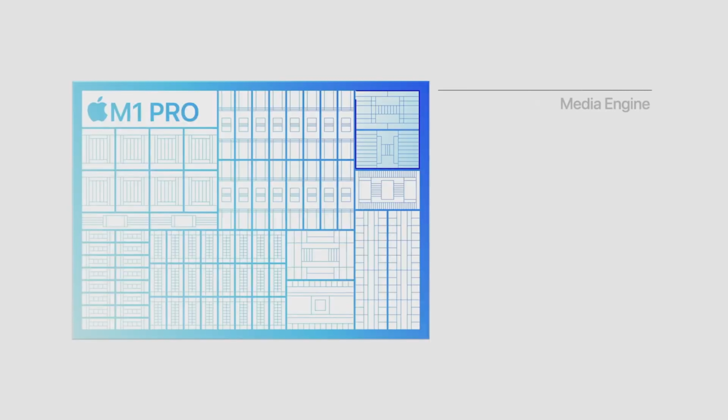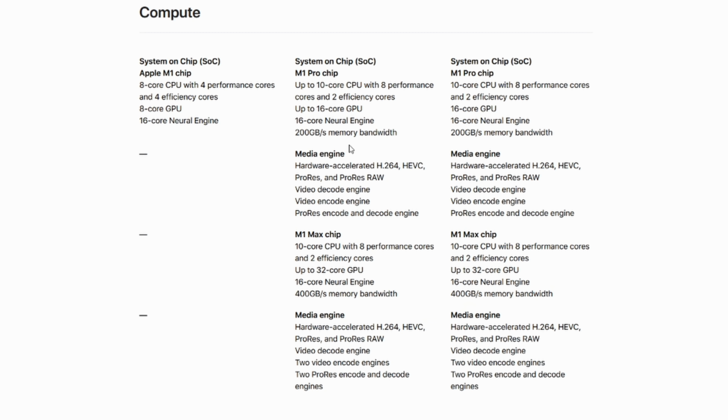Also, if you use Final Cut Pro, you will see a massive night and day difference due to the dedicated video encoder and decoder on the M1 Pro. So there's that to consider as well.